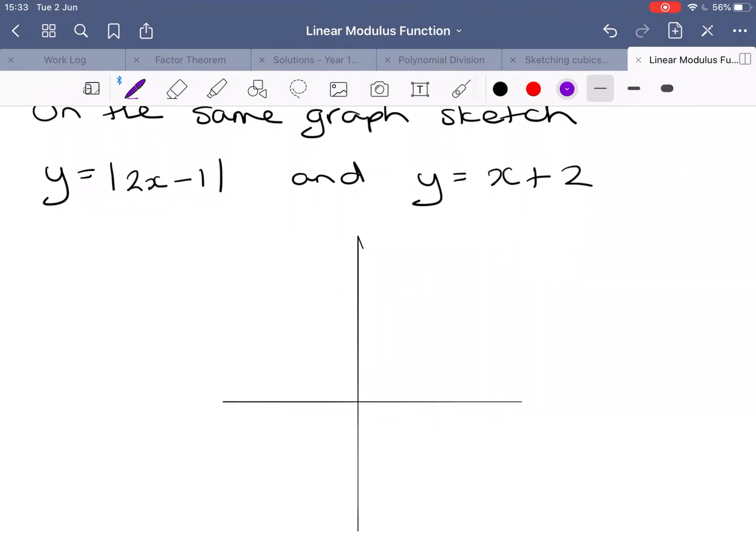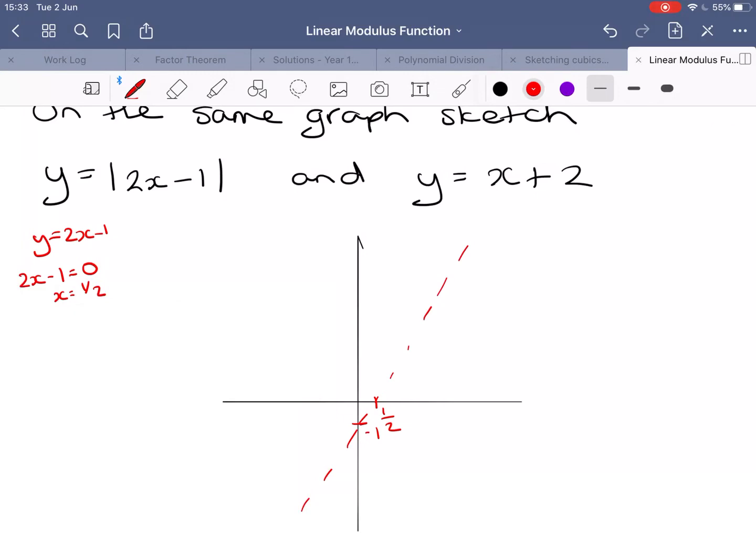So again, on the same graph sketch y equals 2x, the modulus of 2x minus 1 and y equals x plus 2. Let's deal with the first one. So I've got to think, what does y equals 2x minus 1 look like? Crosses the y-axis at -1. It crosses the x-axis when 2x minus 1 equals 0, because remember on the x-axis y equals 0, so x is a half. So if I were to draw that, it has a gradient of 2, so it's going to look something like that, where it's crossing at a half.